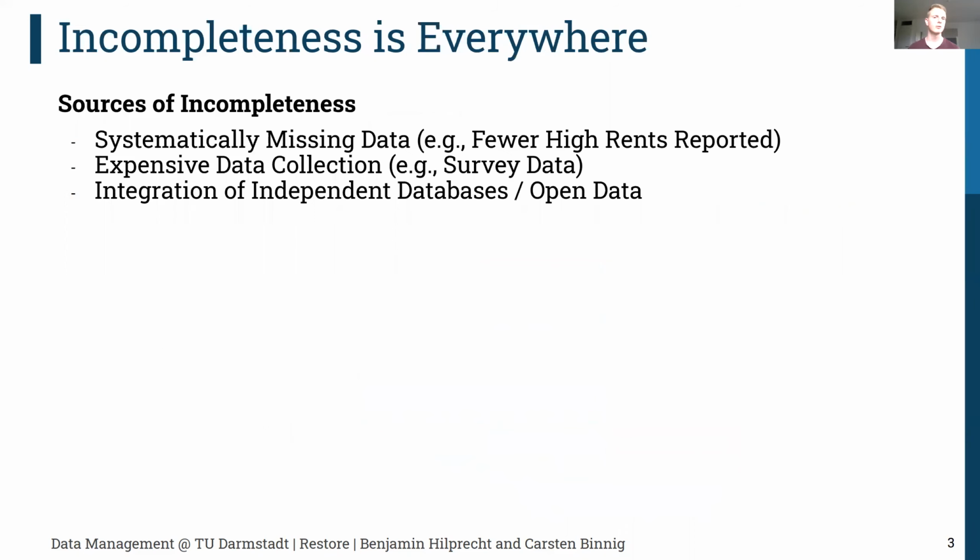And there are many sources for this incompleteness in general. You might have systematically missing data. So for instance, it could be that fewer high rents are reported in your data set because landlords don't want to disclose this information. It could be that the data collection itself is expensive because we are dealing with survey data, and that's of course very expensive to obtain a complete data set. And you could also integrate different independent databases or try to augment your data with open data. And that can also lead to incompleteness, as we see next.